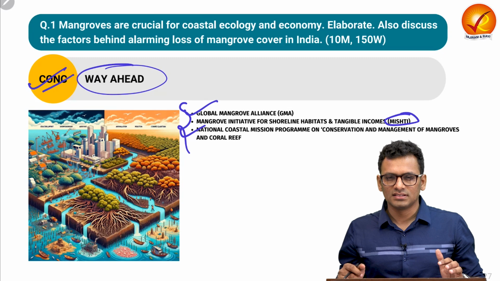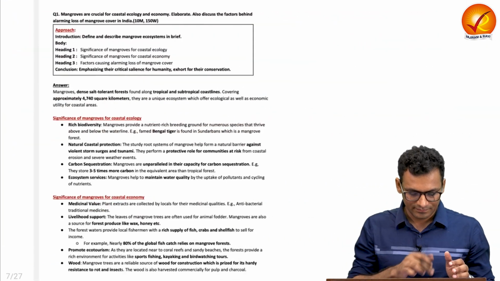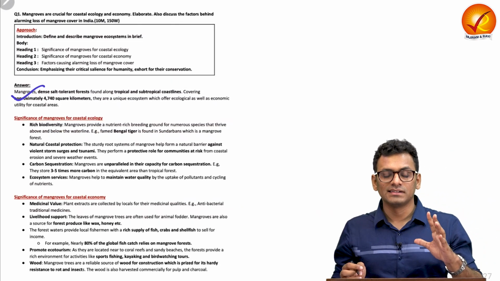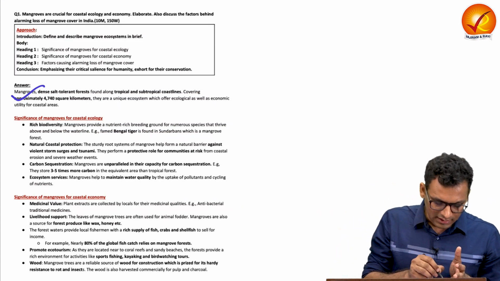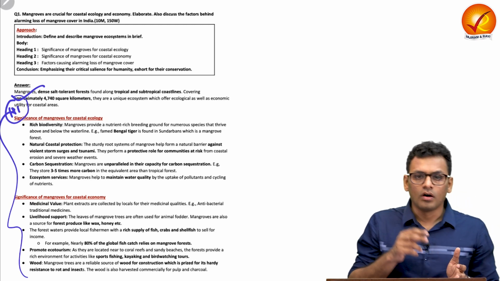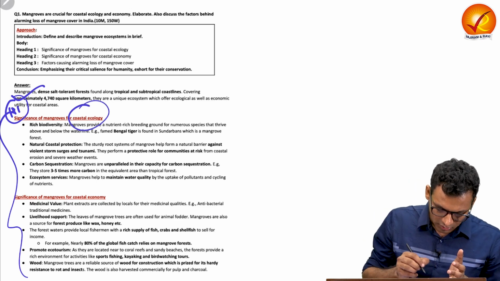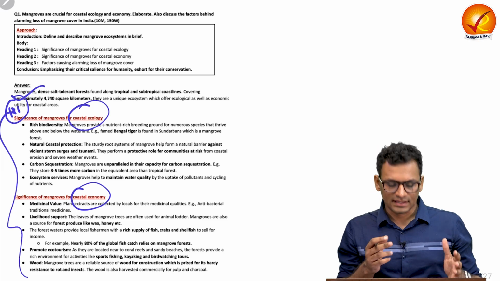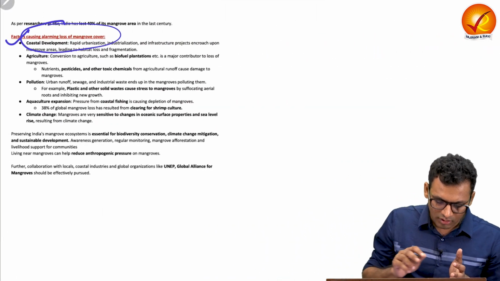Let us see the model answer and understand how we can inculcate all of these proof points in our answer writing practice. Firstly, in the introduction, you can give a brief definition, then you can give certain data points citing certain reports about the mangrove cover of the nation. Then in the major demand of the question, where we have to talk about the significance, you can divide the same into coastal ecology and coastal economy, and provide certain proof points along with examples. Then you can talk about the factors causing alarming loss of mangrove cover.